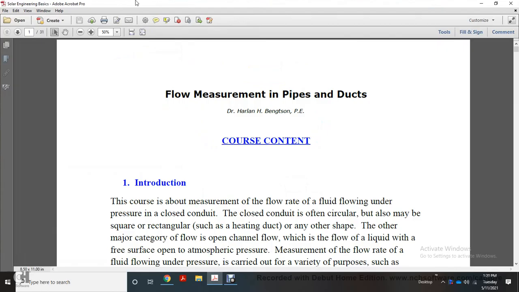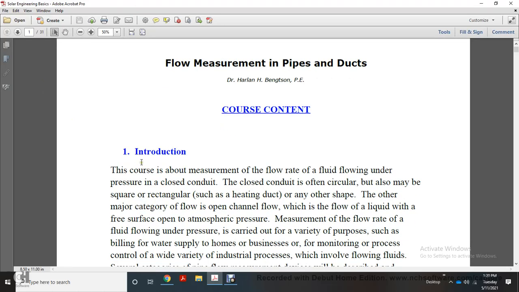Alright, flow measurement in pipes and ducts, course content introduction. This course is about measuring the flow rate of fluid flowing under pressure in a closed conduit. A closed conduit is often circular but may also be square or rectangular, such as a heating duct, or any other shape.